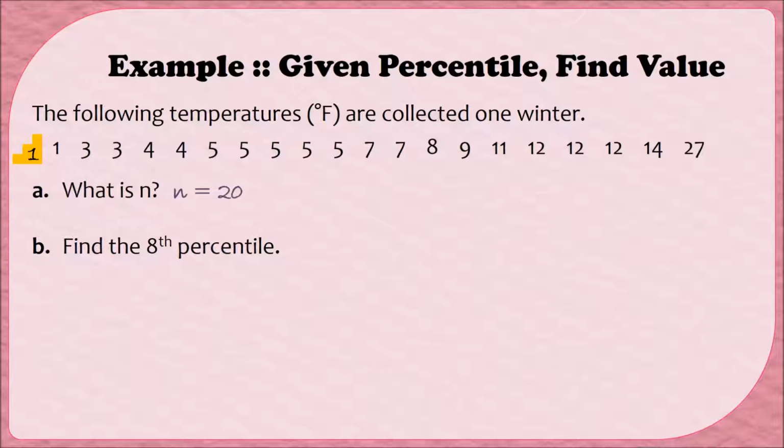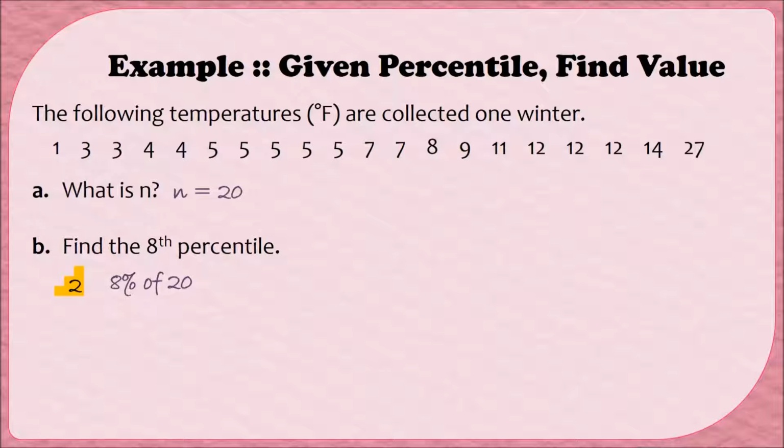Unfortunately, it looks like this has already been done for us. Step 2 is to find p% of n. In this case, since we're looking for the 8th percentile, and there are 20 numbers, we need to figure out what is 8% of 20.